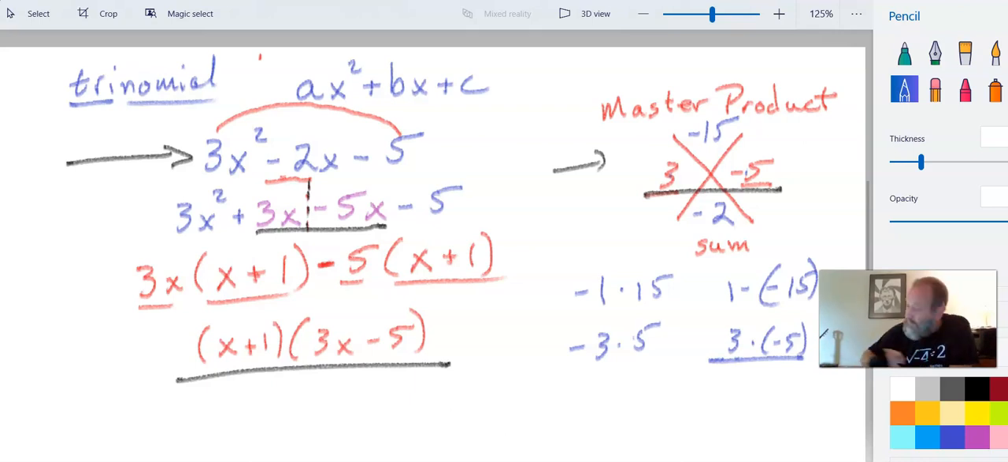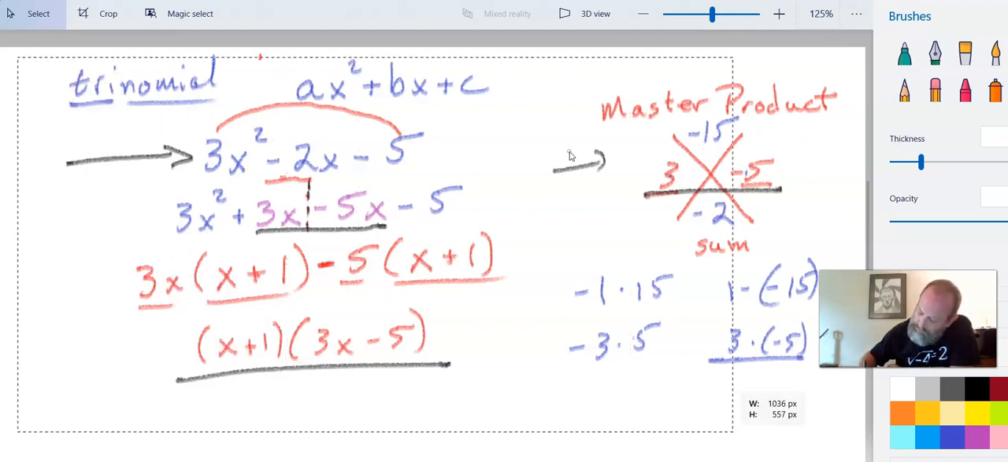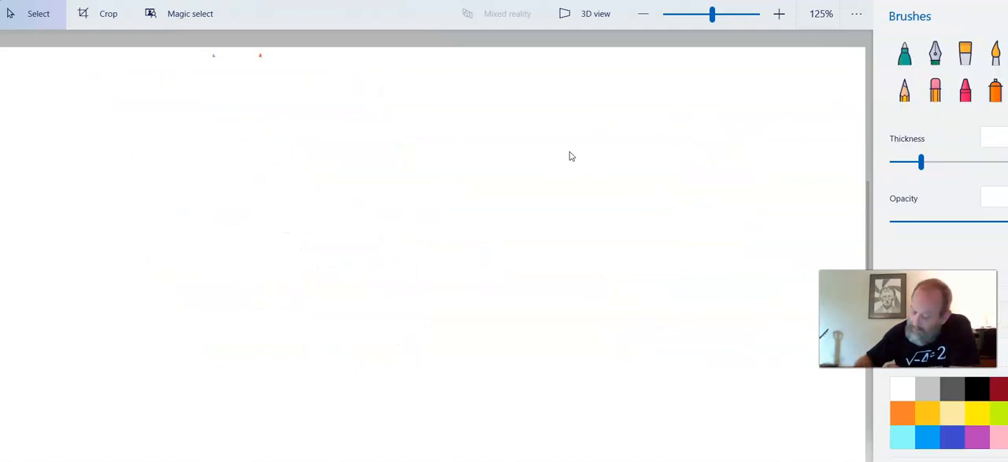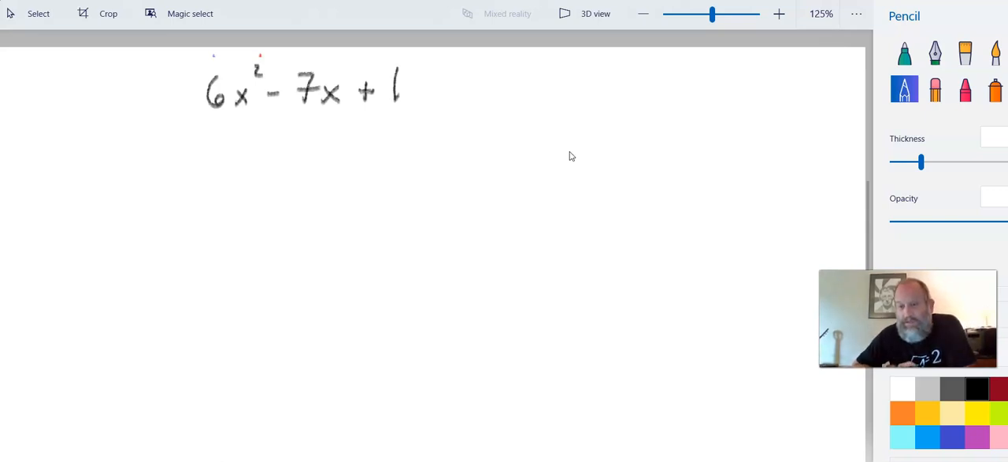Okay, so here's what I want to do. I want to give you guys a chance to try this on your own. So let's go ahead and give you another problem to work on. So let's try 6x squared minus 7x plus 1. So what I want you to do is pause the video here, see if you can factor this, and then once you're finished, go ahead and push play and watch my solution.